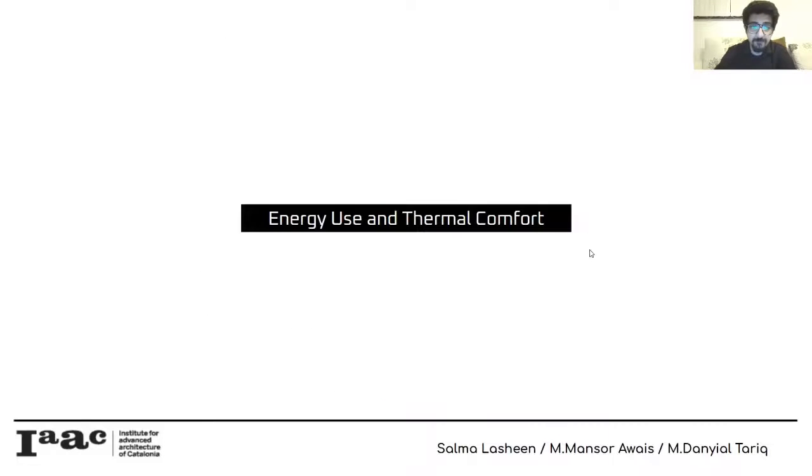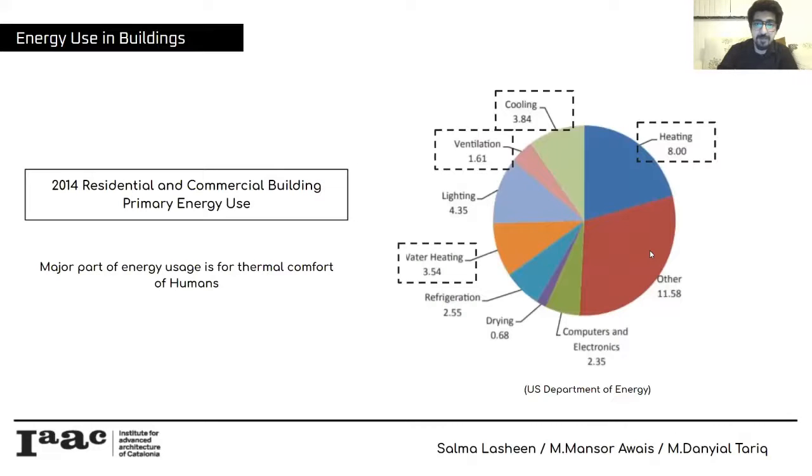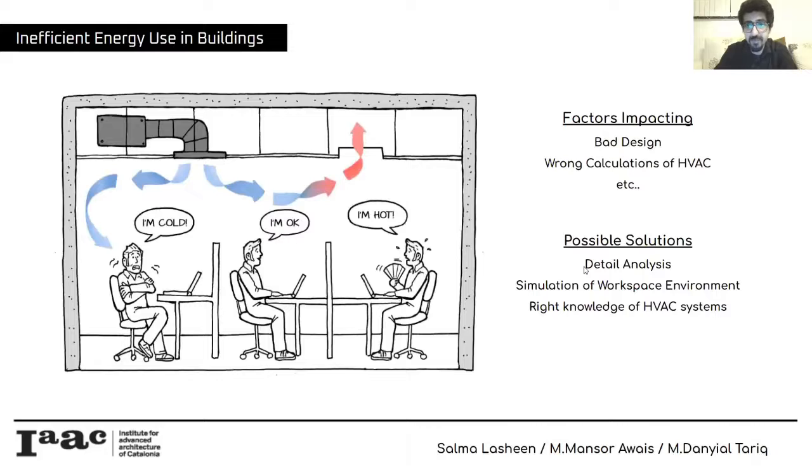And then if we look at energy use and thermal comfort, the idea here is to give a global overview of where we are using our energy, especially in the building sector. We can see highlighted here water heating, ventilation, cooling, and heating. So mostly our energy is going into making thermally comfortable spaces.